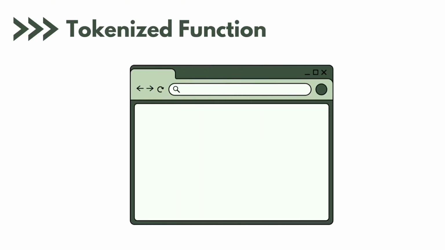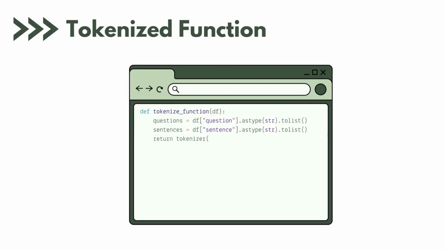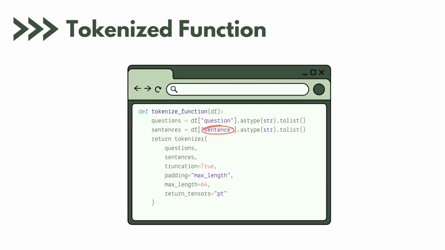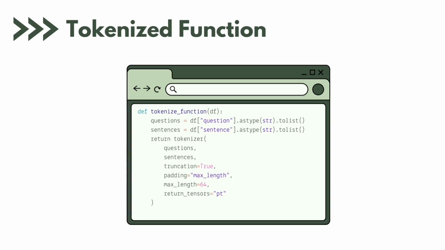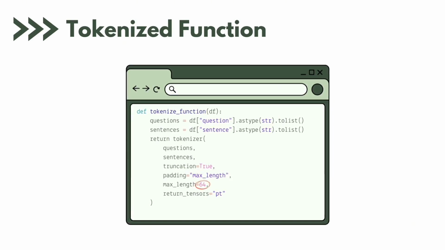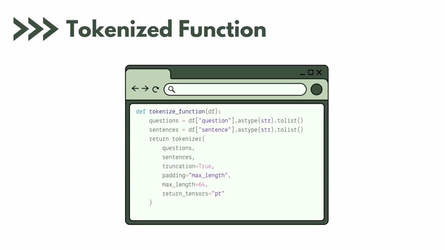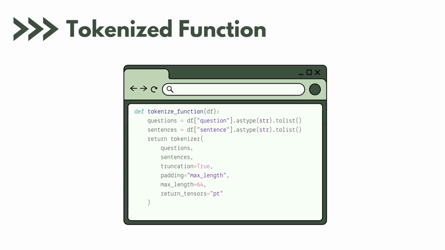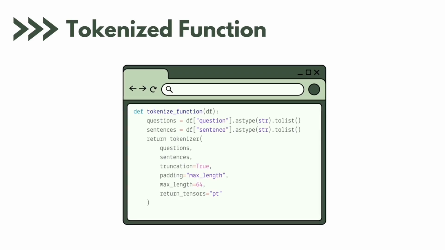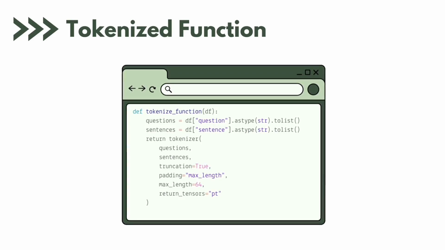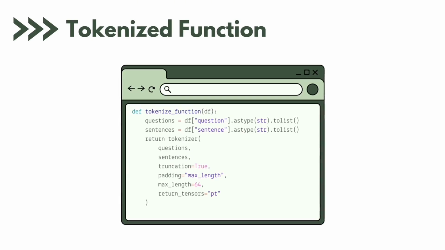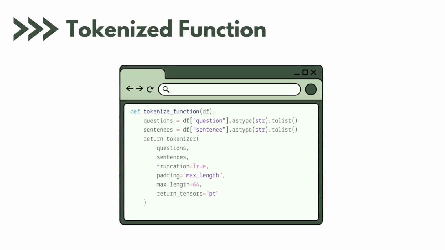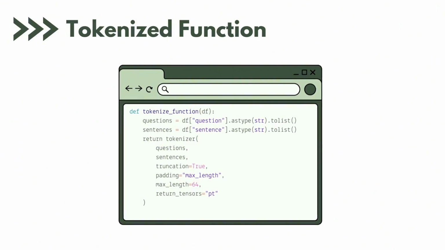We will create a tokenize function which turns raw text into tensors the model can understand. Let's walk through it. Extract questions and sentences from the dataset and pass them to the tokenizer. Set the max length of the tokens to 64, since 64 is a good balance of context and speed for QNLI. Set truncation to true, so if the combined length is longer than the max length, it cuts off the excess tokens. To pad every sequence to exactly 64 tokens, set padding to max length, which keeps our batches the same size. And at the end, return PyTorch tensors directly.